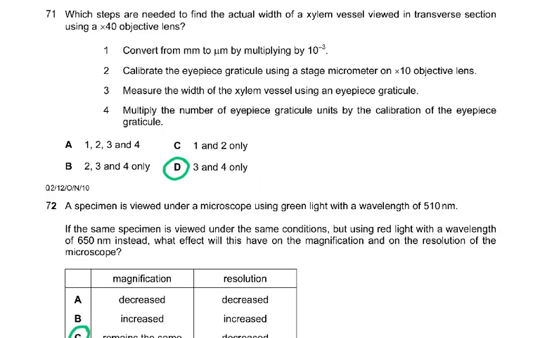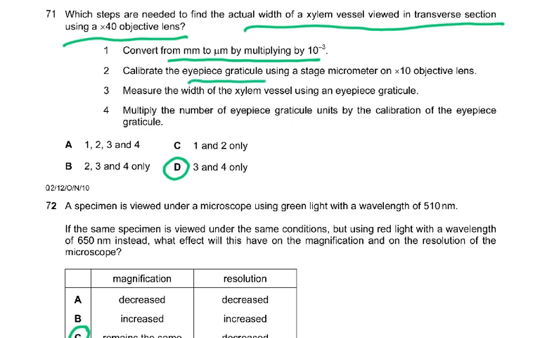Which steps are needed to find the actual width of xylem vessels viewed in transverse section using a x40 objective lens? Actual width of the xylem vessel. So convert from millimeter, multiplied by 10 to the power of 3. Calibrate the eyepiece, use the stage micrometer on the x10 objective lens. That's rubbish because we were using a x40 objective lens. So 2 is definitely out.